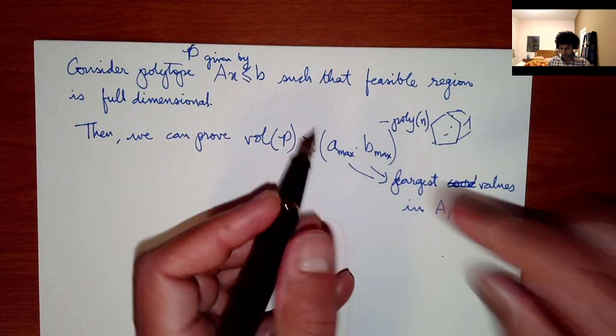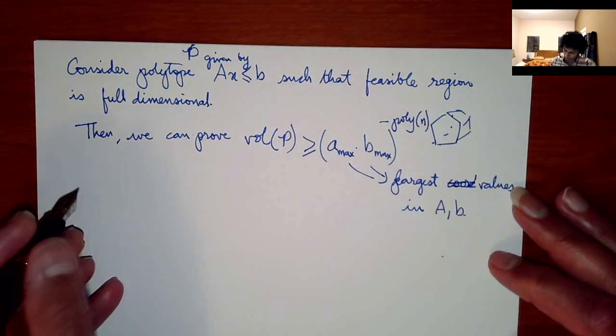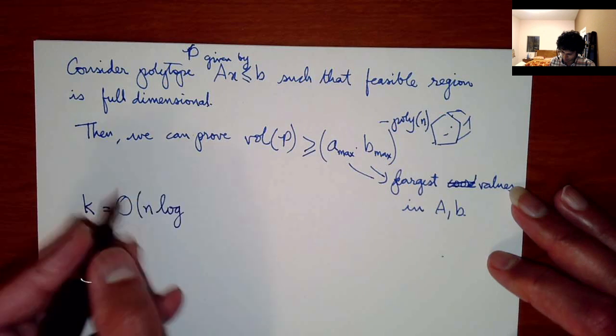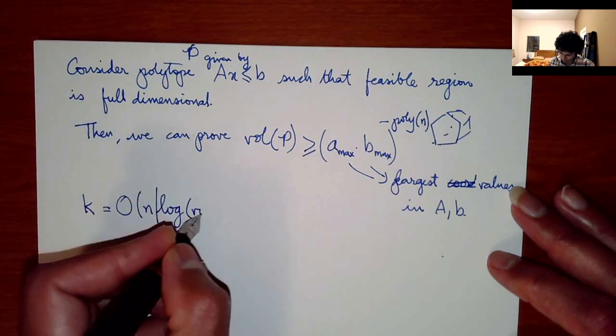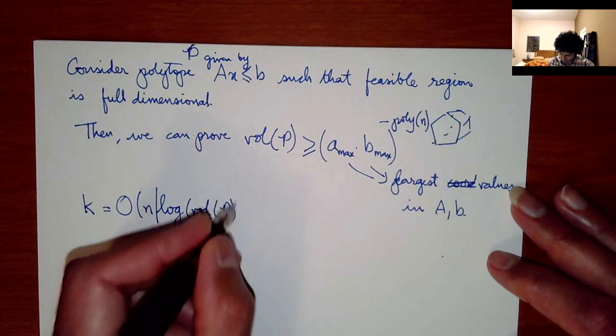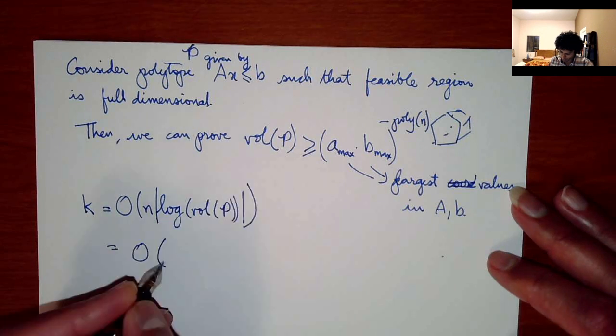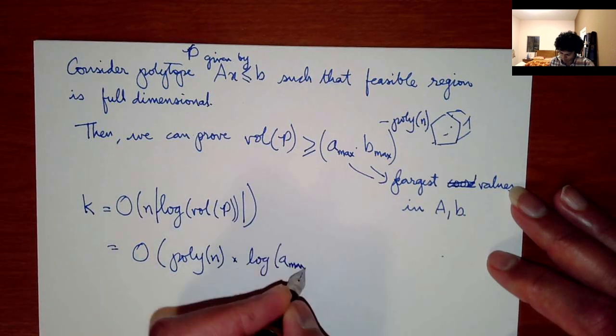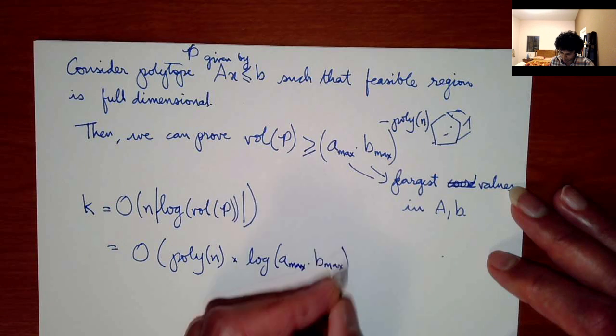This is tiny, but the number of iterations that we need is O of n log of the volume of P. And so this is basically going to give you O of poly n times the log of A max times B max. And so this is the weakly polynomial part.